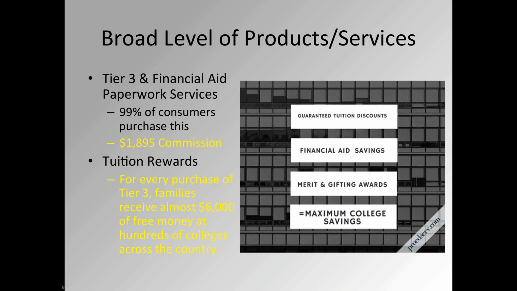Then financial aid savings. Are we really getting the most from the need-based system? What about the merit system? What about gifting or athletics? And then what's the maximum college savings? Maybe we teach you some creative solutions to increase the savings further. It's not uncommon to save a family $100 grand. It's pretty common to do that. We don't ever advertise it. We don't ever market it, but it is still pretty common.